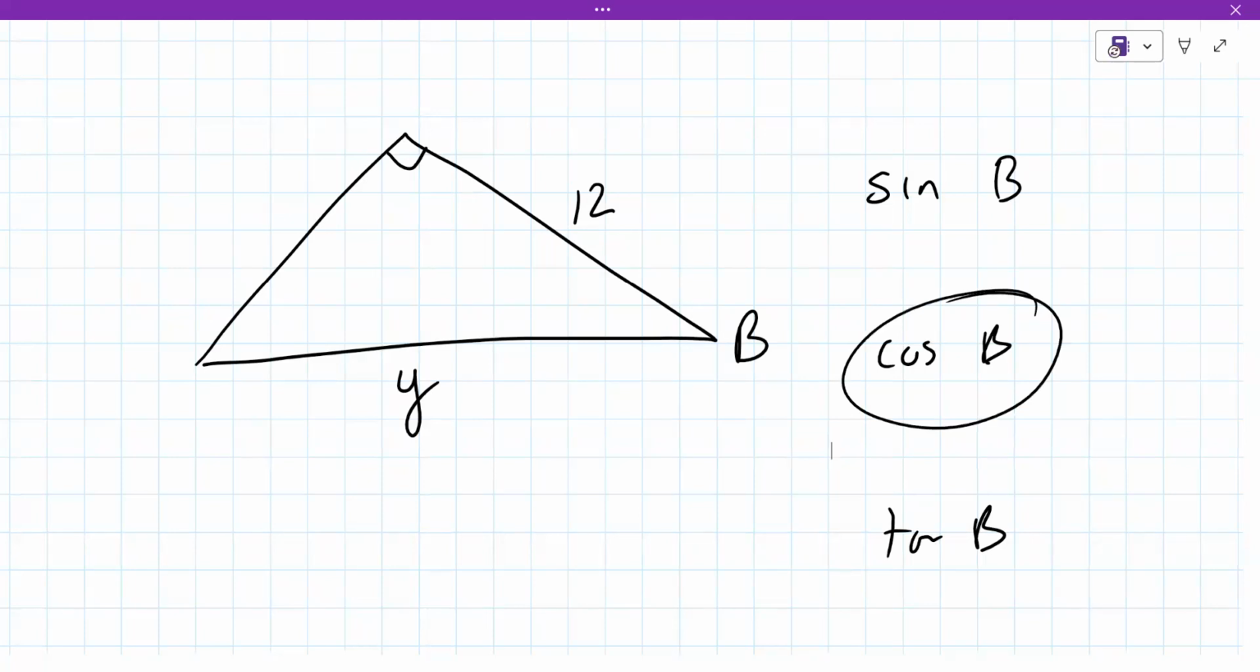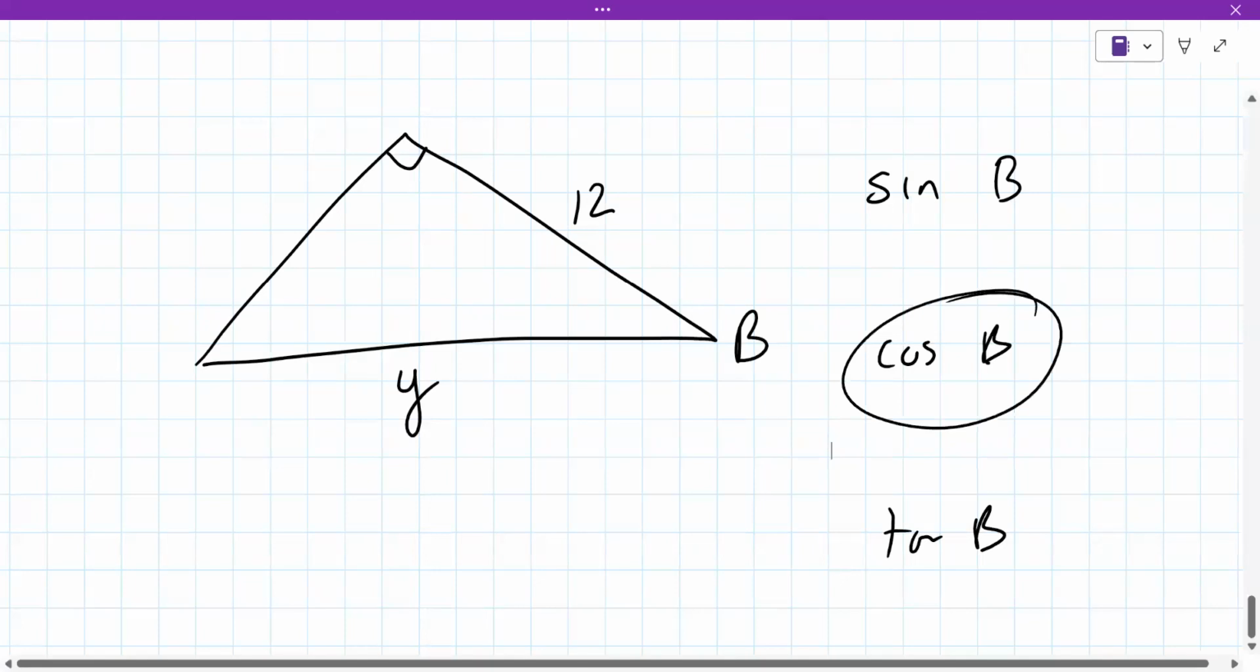Let's get back to flying kites, whatever the next problem is. Let's take a look here.